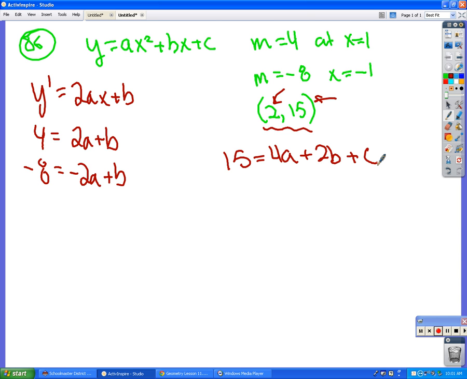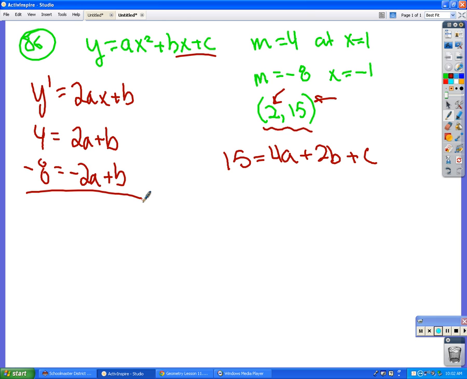So how many equations do I have? 3. 4 equals 2a plus b, -8 equals -2a plus b, and 15 equals 4a plus 2b plus c. Because this said that this was a point on the graph, this is the original graph, so this puts a point on the graph. So solve it.